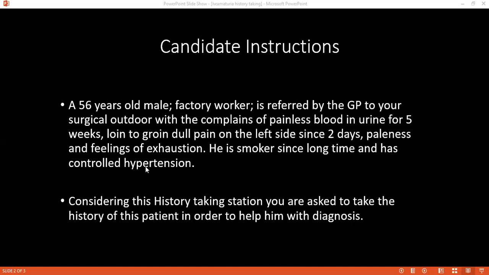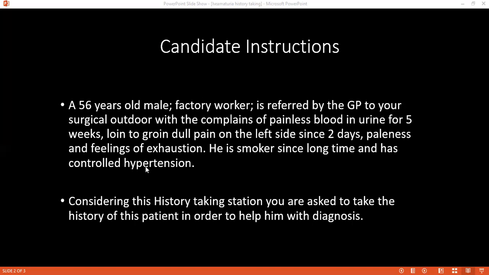Can you please summarize your history, please? Okay. I've interacted with a 56-year-old Mr. Smith, a dye factory worker that presented with painless hematuria, but with pain in his loin radiating to his groin of about 2 days. He has a history of weight loss, anorexia, and easy fatigability, a known smoker, and hypertensive controlled on diet.